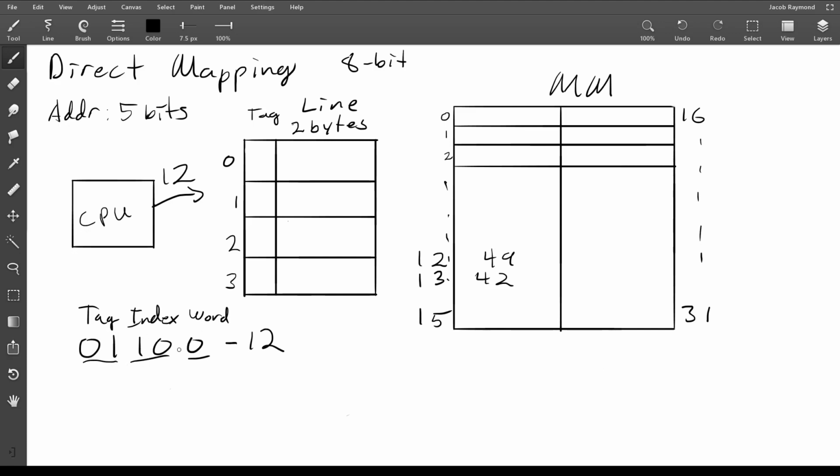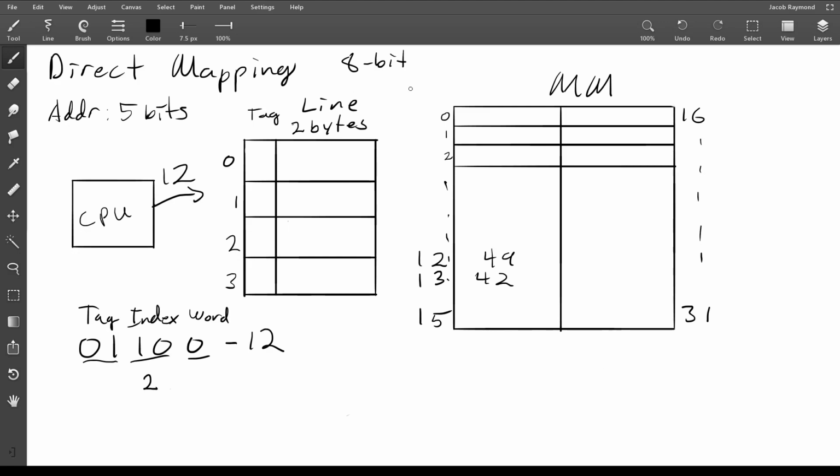And so what we'll do is we'll look at the index portion, and that's a 2, right? So that means if the data associated with address 12 is in the cache, it has to be at index 2. And so now we would look at the tag, and we say, okay, well the tag here is 0, 1. In reality, there would be something in the cache, but let's just assume it doesn't match. And so it'd say, oh, well, that kind of sucks. It's not in the cache.